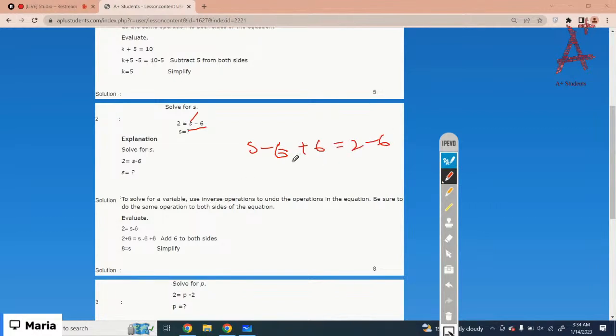Got it? So on the left, minus 6 plus 6 makes 0, and you are left with s. And 2 plus 6 makes 8. So s equals 8. Got it? The correct option is s equals 8. Okay, let's just start with the test questions.